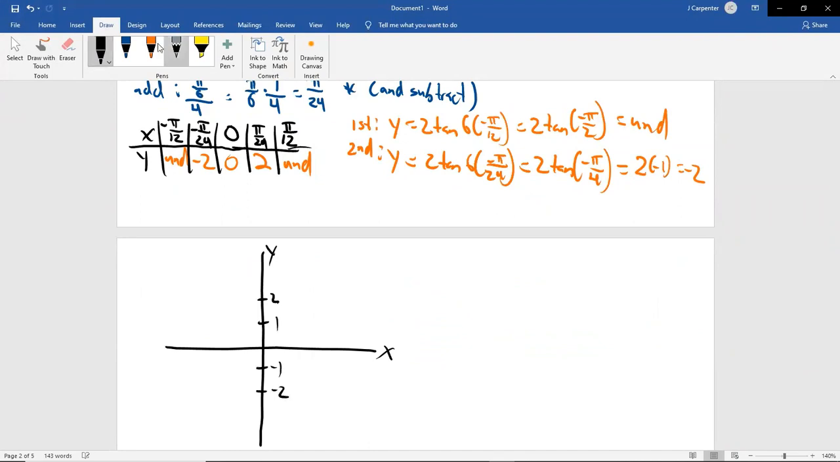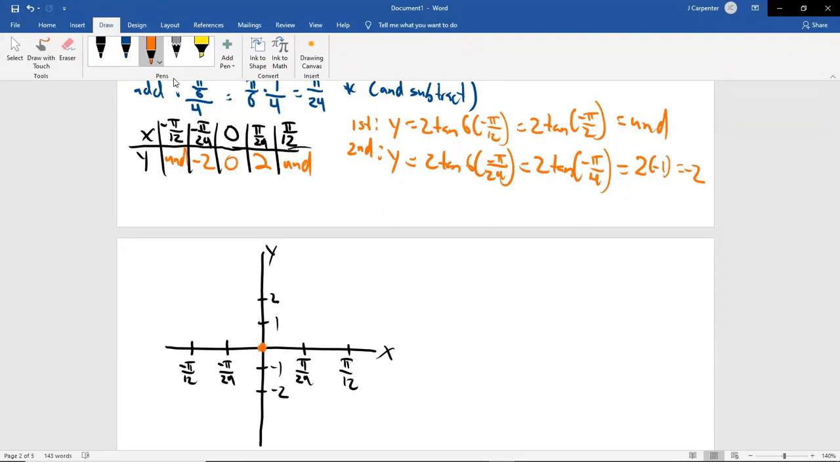And negative 2. Our x values are very annoying. I know, but that's life, right? So this is our negative pi over 12, our negative pi over 24. Spacing even, pi over 24, pi over 12, and then our heights, we'll do in orange.